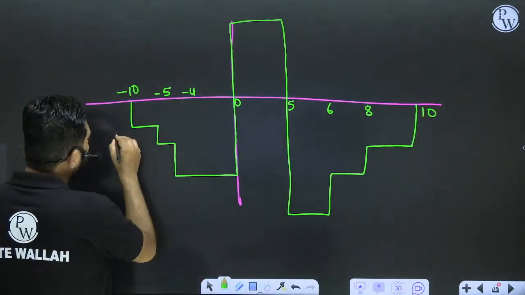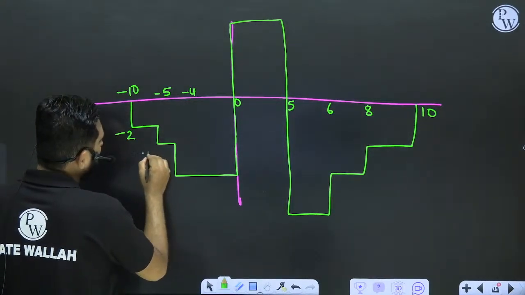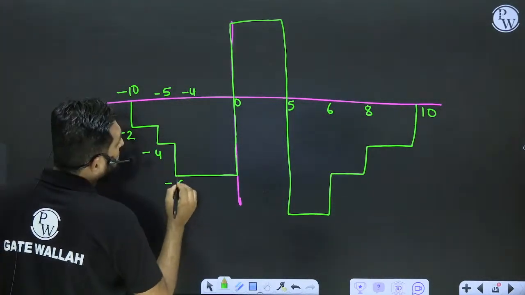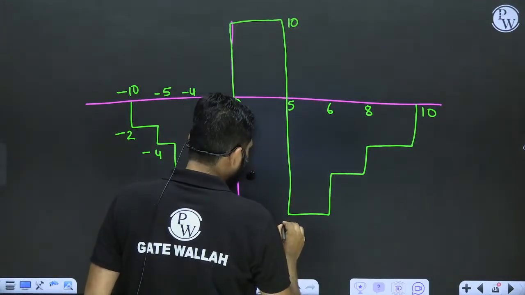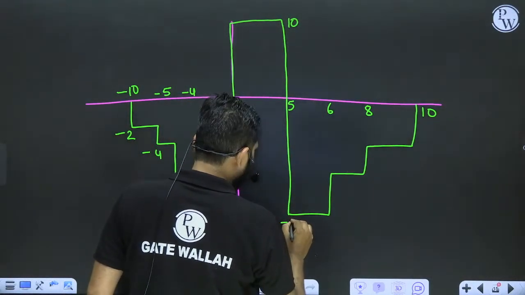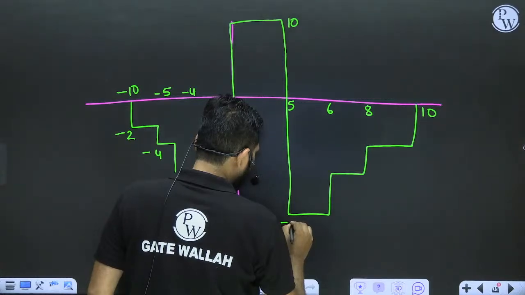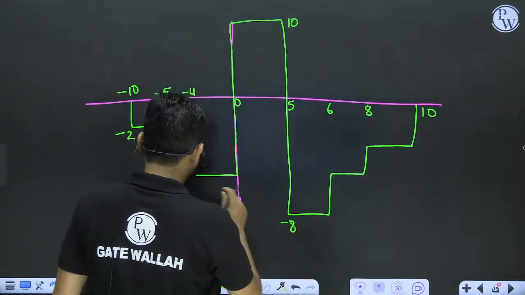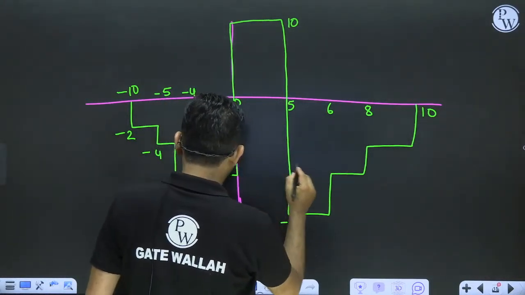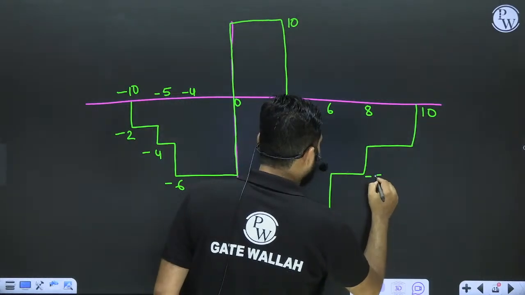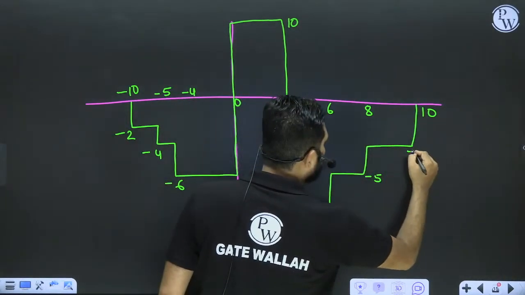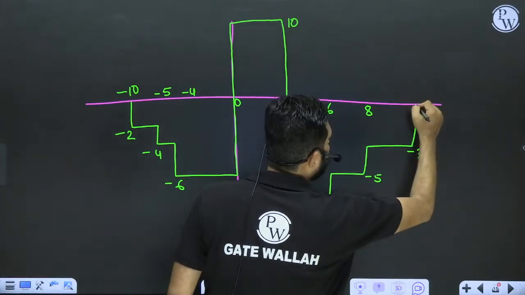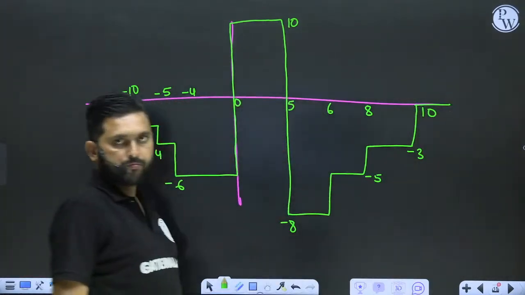Let's talk about the values. This again is minus 2, minus 4, minus 6. This is 10. That is, let's say, minus 8. This value is in between, so this should be minus 5. And this value is in between, so this should be minus 3. And after that we have a 0.